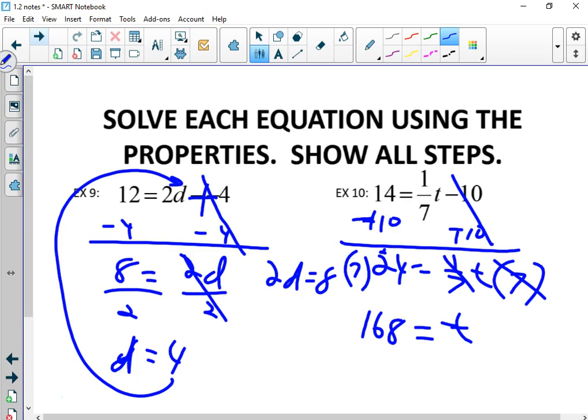Which you can plug back in here. 168 divided by 7 is 24. 24 minus 10 is 14. We are good to go.